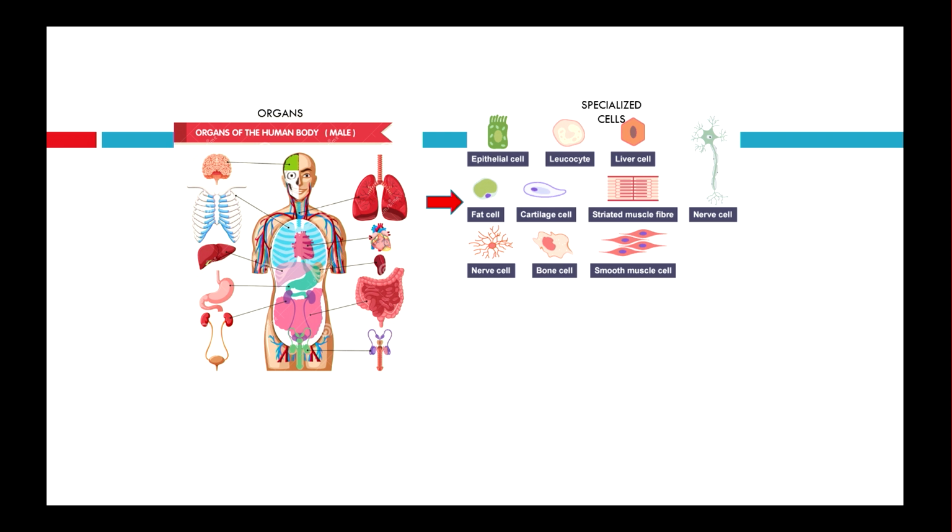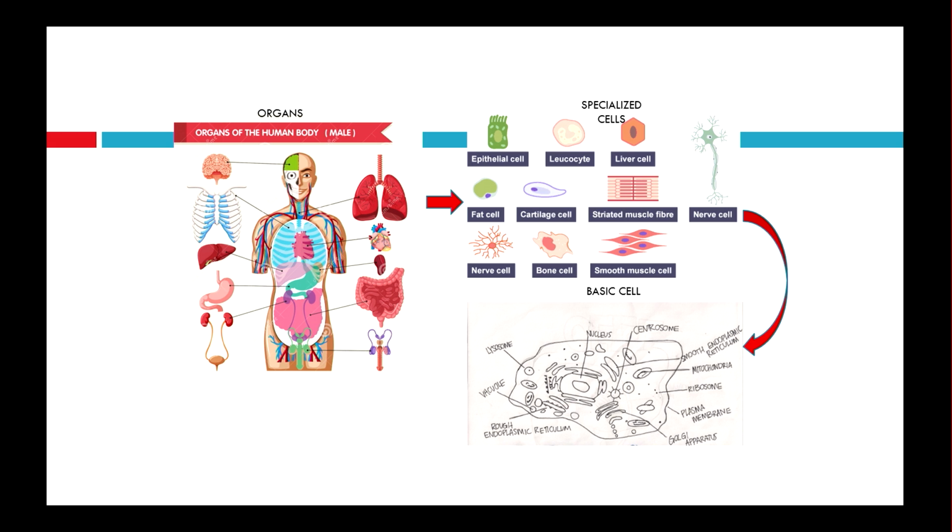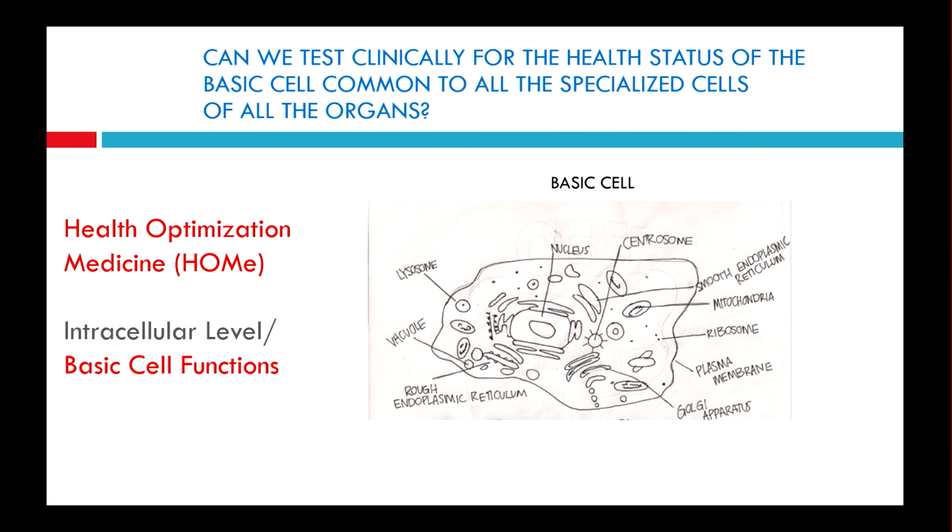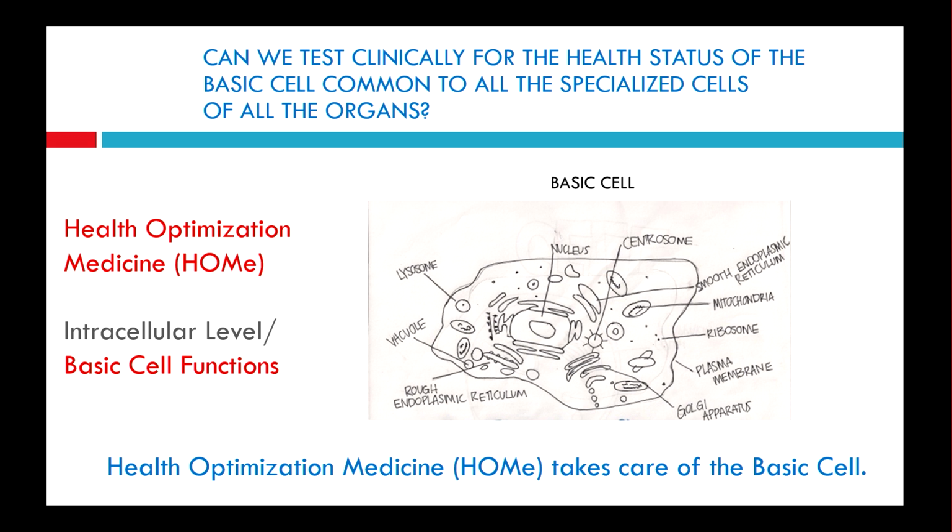Now, but we all know that underneath the organs, underneath the specialized cells, is the basic cell or the fundamental cell. Now, are there clinical tests for basic cell functions? In other words, can we test clinically for the health status of the basic cell common to all the specialized cells of all organs? And this is where health optimization medicine is. Health optimization medicine takes care of the basic cell that has a nucleus, cytoplasm, microtubules, endoplasmic reticulum, and all the other things that we learned in grade school biology now.